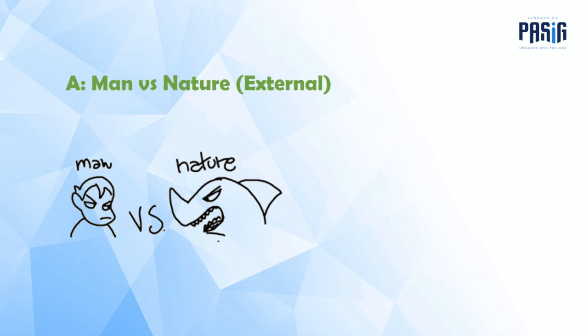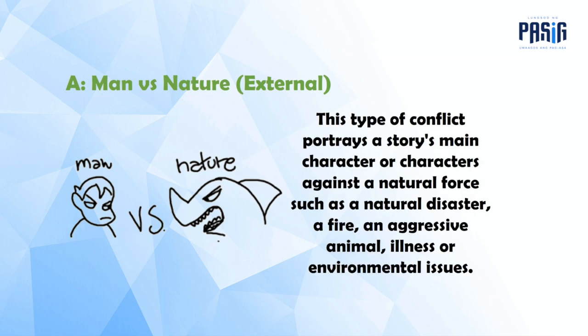Letter A, we have man versus nature, which is an external one. This type of conflict portrays a story's main character or characters against a natural force, such as a natural disaster, a fire, an aggressive animal, illness, or environmental issues. For example, we have tsunami in Japan, earthquake in Haiti, Hurricane Katrina, BP oil spill in the Gulf of Mexico.